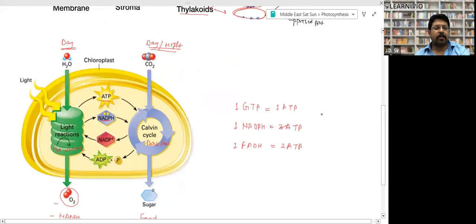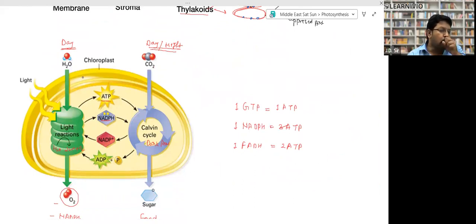Now come to the complete mechanism of photosynthesis. Look, at the daytime, what happens? Light falls on the grana. The water molecule breaks down, right? This is called the photolysis reaction or the light reaction. Formation of oxygen takes place. In the light reaction, ATP is produced, and NADPH is produced. Both are the energy currency.